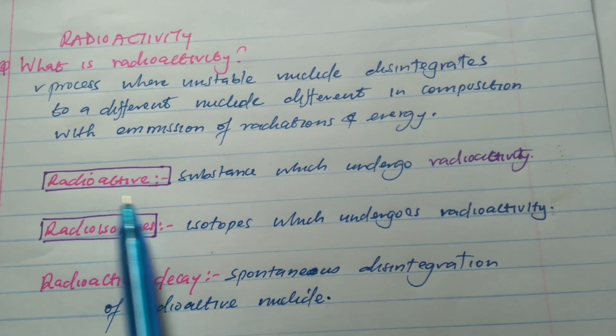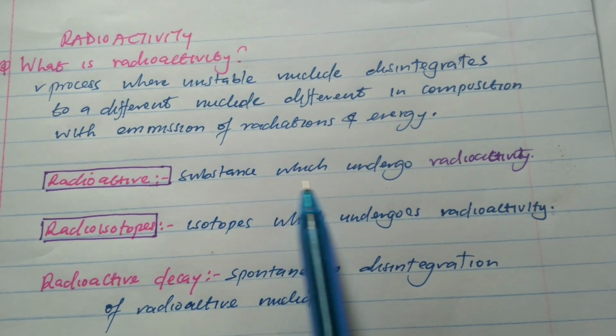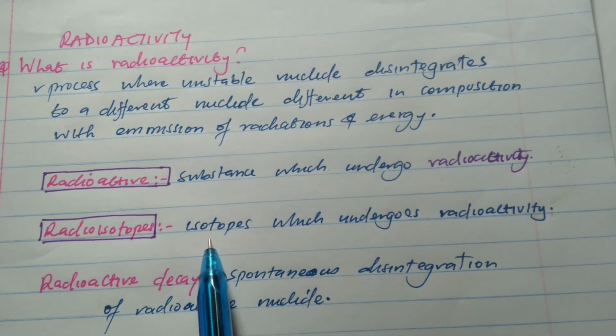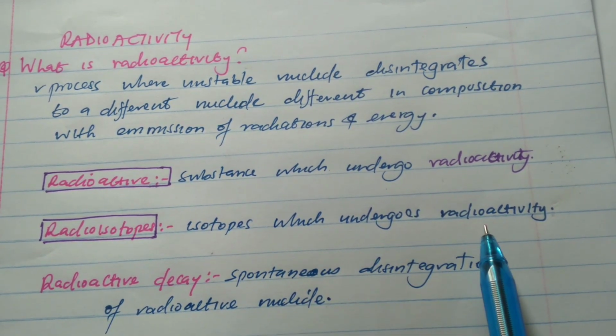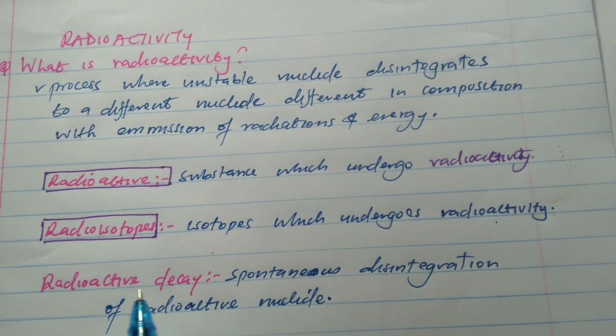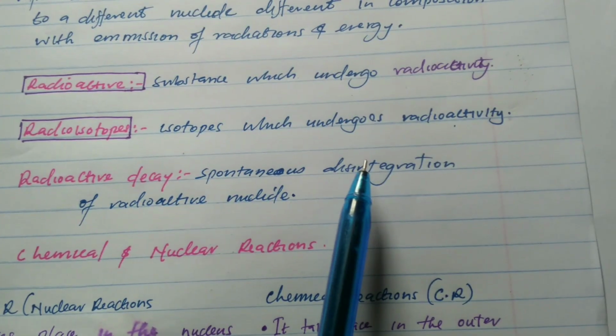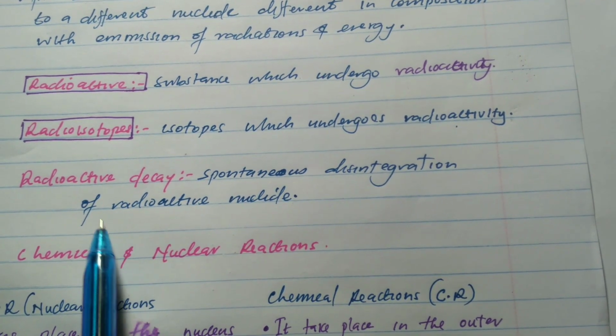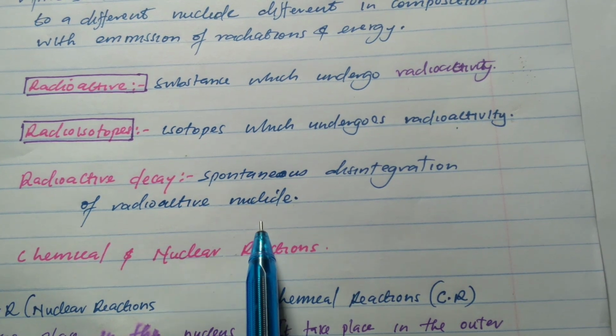One of them is radioactive, which is just a substance which undergoes radioactivity, while a radioisotope is an isotope which also undergoes radioactivity. And then we have radioactive decay, which is a spontaneous disintegration of a radioactive nuclide.